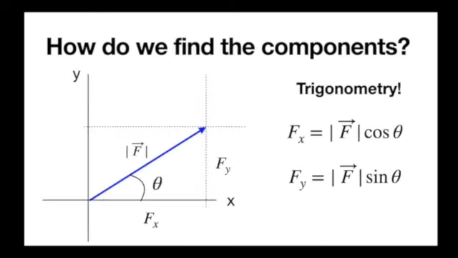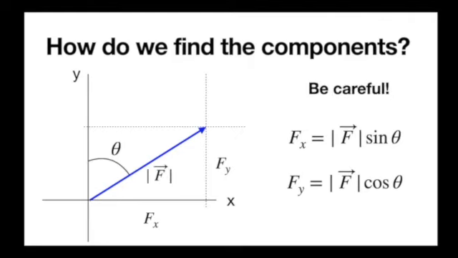How do we find these components? Well, using trig. In this case, the way I've drawn it, since I have the angle with respect to the x-axis, my fx is going to be f cos theta, and my fy is going to be f sine theta. However, that is not always the case. If I were to give an angle with respect to the y-axis, as I have here, now my fx is f sine theta, and my fy is f cos theta.